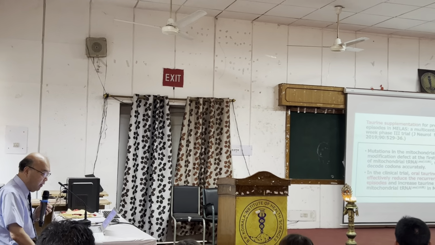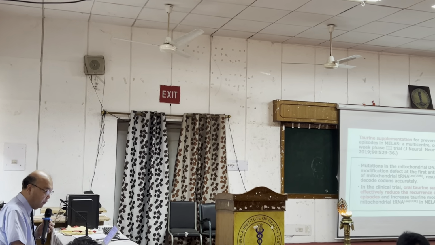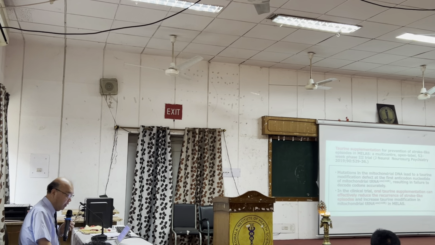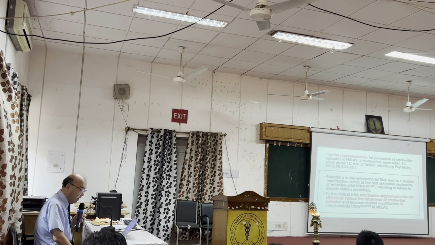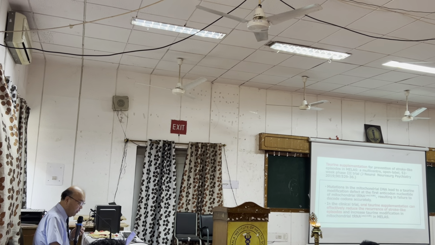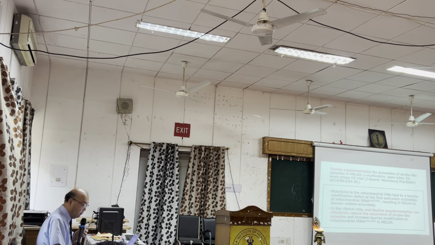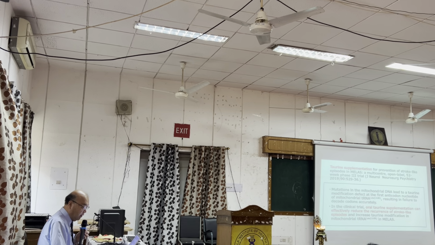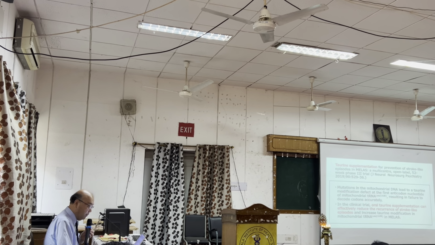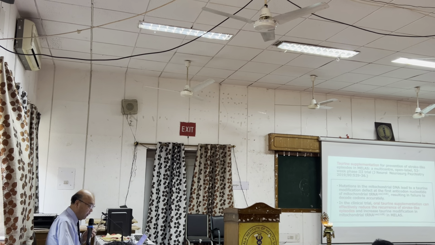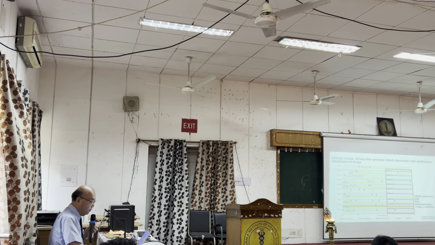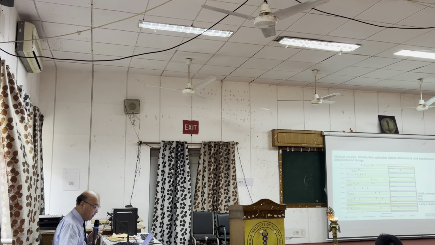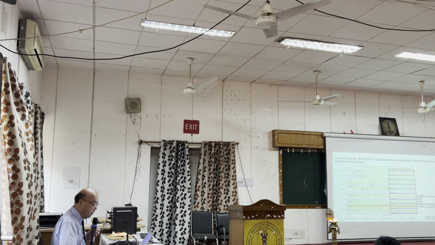The mitochondrial DNA mutations lead to a taurine modification defect at the first anticodon nucleotide of mitochondrial tRNA, resulting in failures to decode codons accurately. In the clinical trial, oral taurine supplementation can effectively reduce the recurrence of stroke-like episodes and increase taurine modification. As shown in the slide, the stroke-like episodes decreased after supplementation of oral taurine.